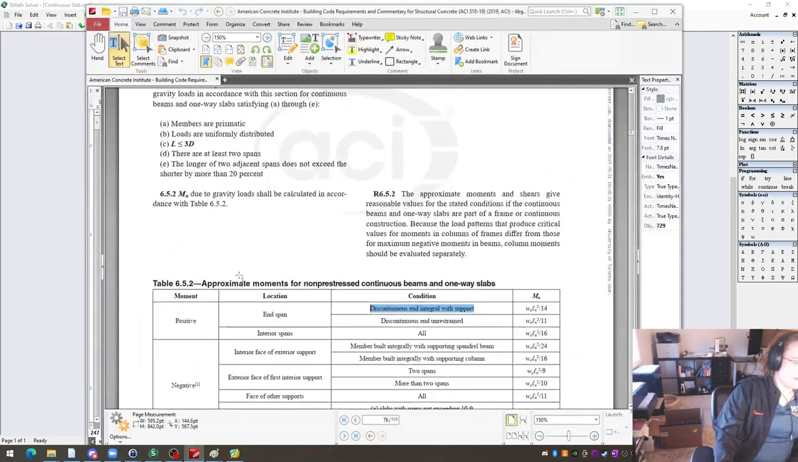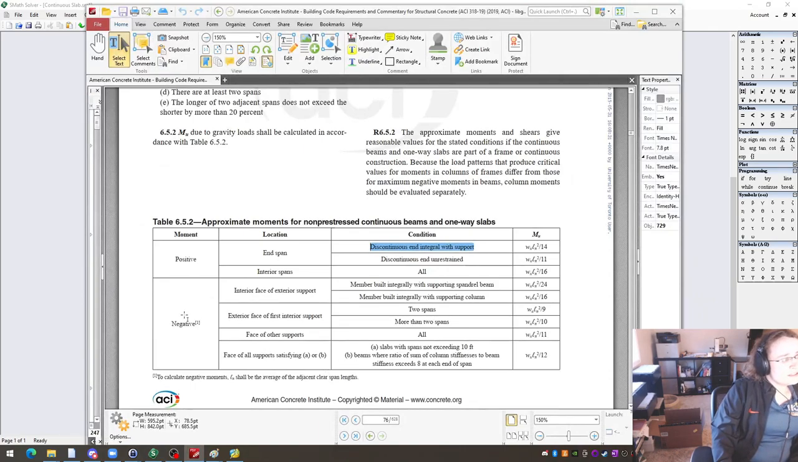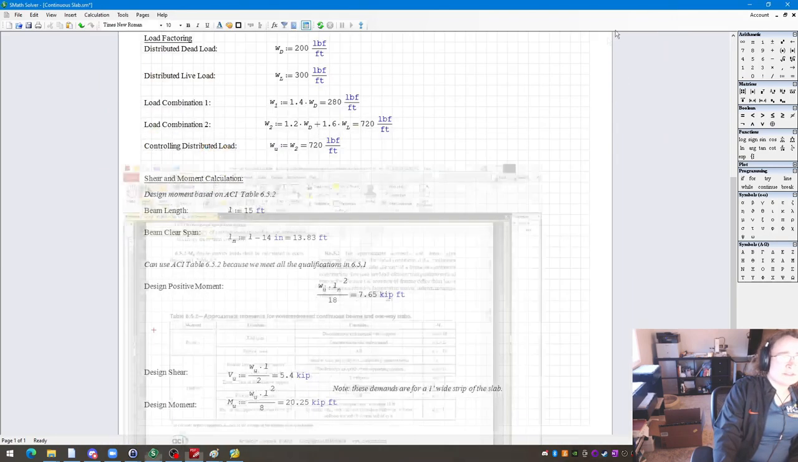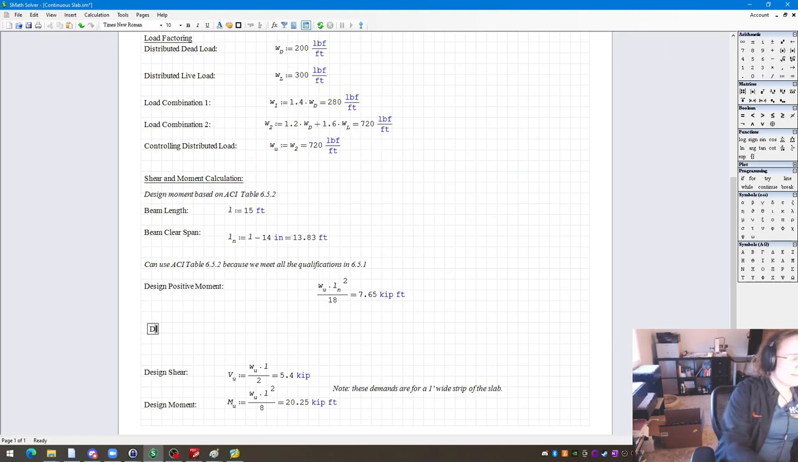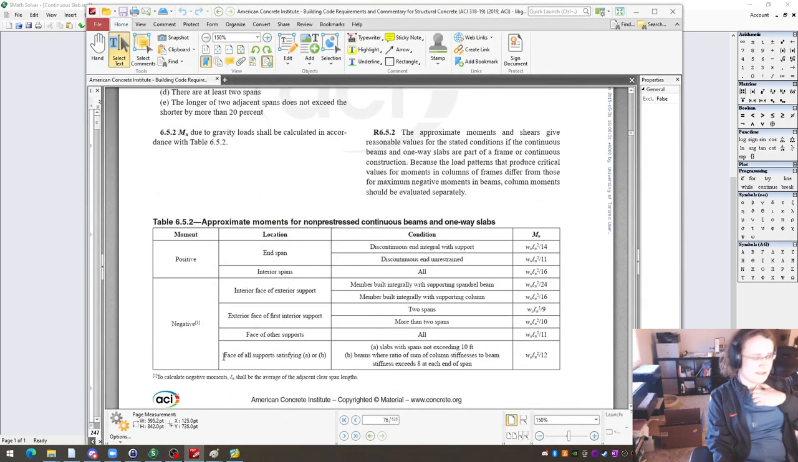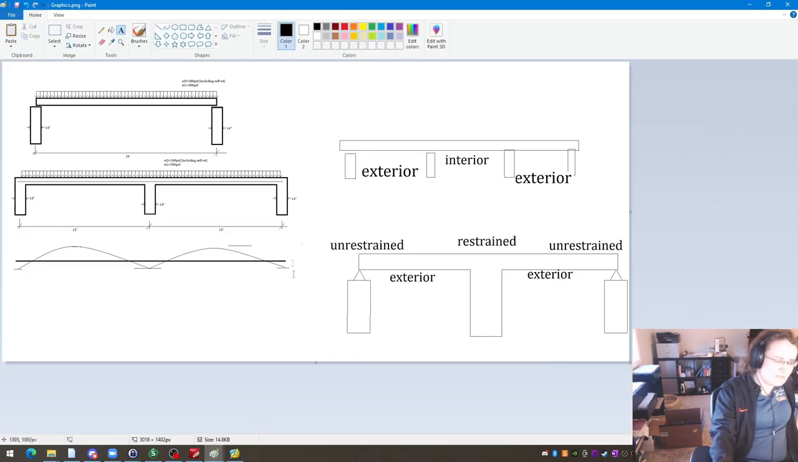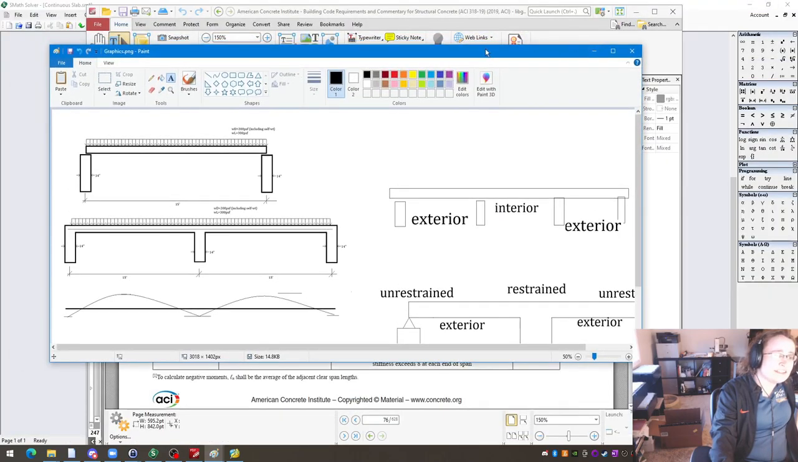Now, next I want to look at the negative moment. We need to make sure we can cover both of them. So the negative moment region, interior face of exterior support. Well, we have member built integrally with a supporting spandrel beam. Actually, we need to know whether these are beams or columns, but as they're drawn, they are beams. So I'm going to assume that this one applies here, wu ln squared over 24. That means our design negative moment, actually let's go back to this and talk about this a bit. Exterior face of interior, well actually we need to be careful about this. We can't jump directly to this value here. And the reason for that is that we have to consider the exterior and interior faces.